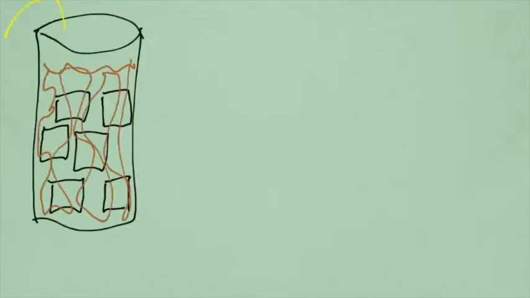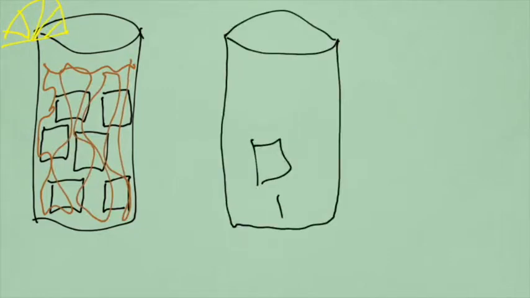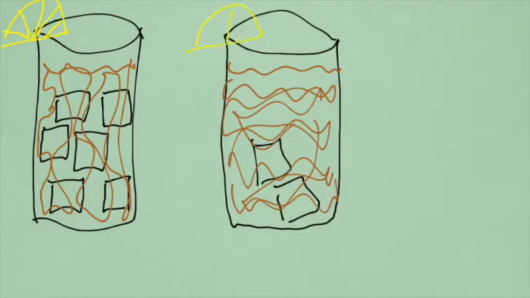Okay, let's talk about osmosis and iced tea. Okay, so here's a glass of iced tea. It's got 6 cubes in it. Here's another glass of iced tea. It has 2 ice cubes in it.